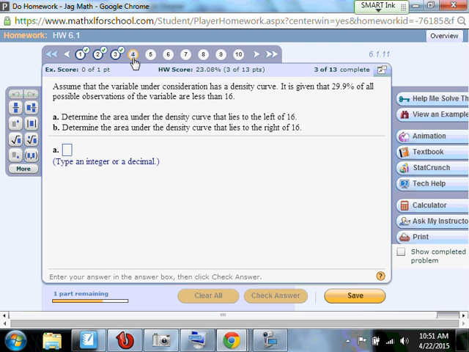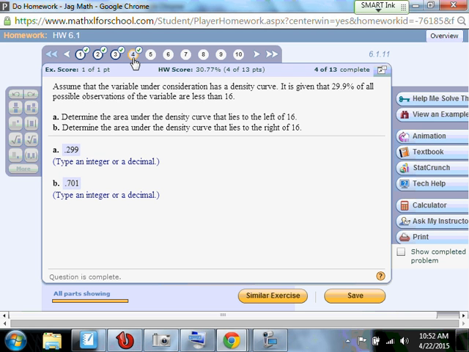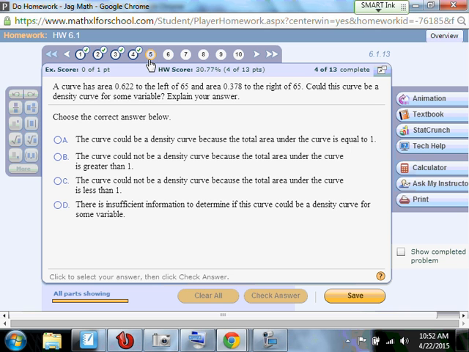Number 4 says 29.9% are less than 16. What's the area to the left of 16? So same thing. We're just going to change that percent to a decimal. 0.299. There we go. Part B, again, we use the idea of the complement. How much is on the other side? Or how much is left out of 1 if we already took up 0.299? 0.701. Well, this isn't so bad, is it? Okay. Moving on to number 5.